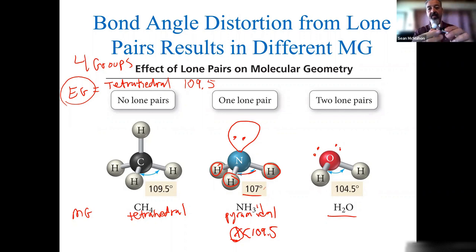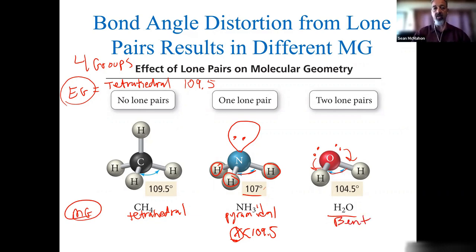Well, what about for water? Well, the oxygen actually has 2 lone pairs. So that means that the bond angle between these 2 hydrogens, there's even a greater repulsion because of the concentration of lone pairs, squeezing this to make it even smaller. And that's 104.5. Again, I don't want you to memorize that. And the molecular geometry for water is called bent.